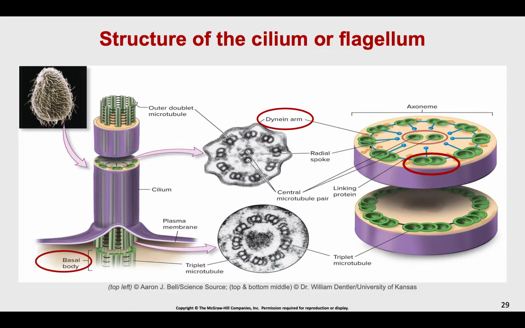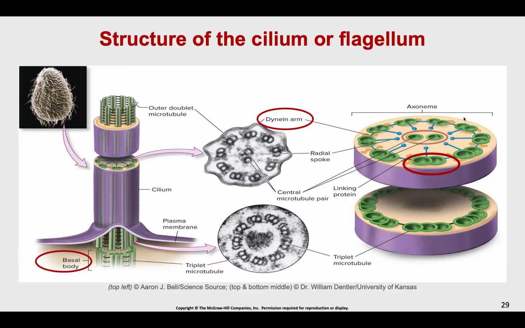As a whole, all right, this cross-section would be an axoneme. So that's the technical terminology for this cross-section, the axoneme. That's all the internal structures of the microtubule. It includes the dynein. It includes these linking proteins, which kind of links everything together.